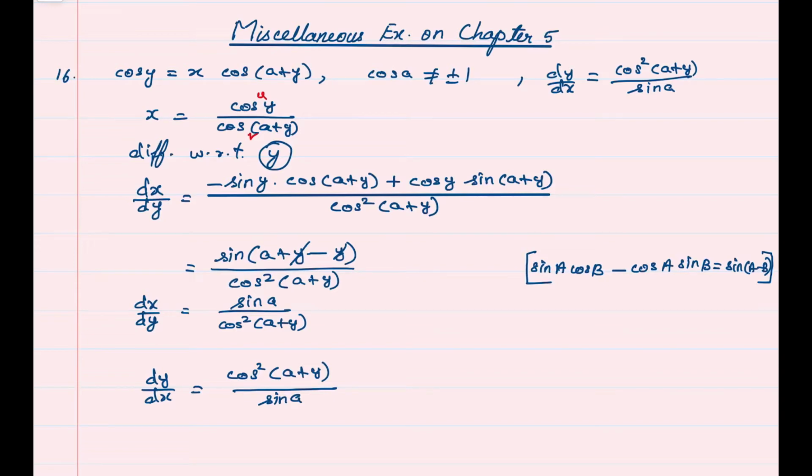Since sin a is in the denominator, that condition cos a not equal to plus or minus 1 is given. If it is equal to plus or minus 1, a will be either 0 or pi, etc. So, in that case sin a will be 0. Division by 0 is not defined.